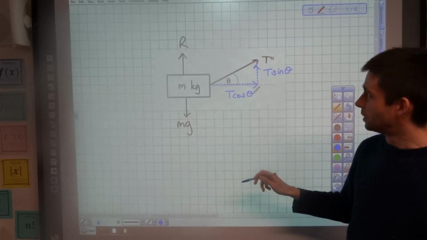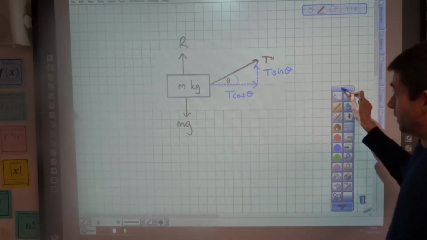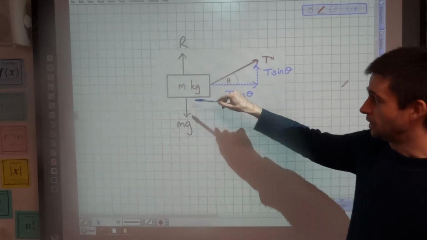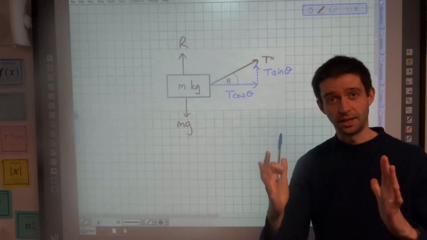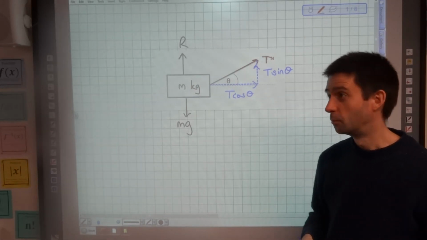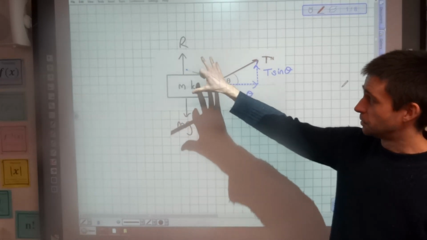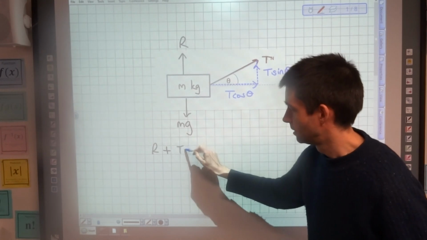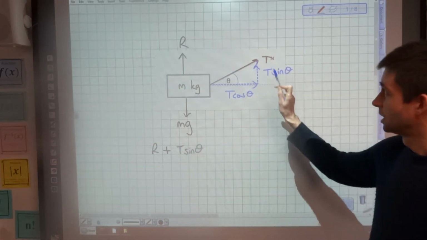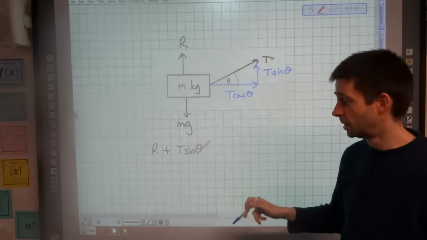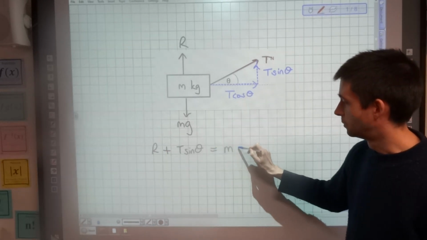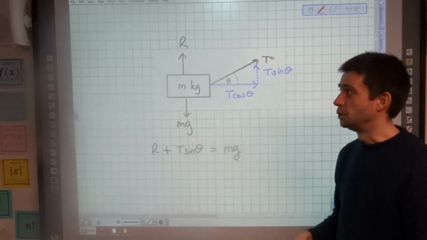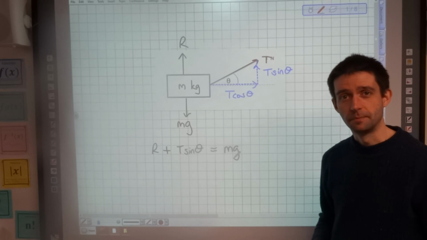But if we were to resolve vertically, what we need to realise is that the total forces up are going to equal the total forces down, because vertically this particle is in equilibrium. So if I was using that to find the value of R in this case, I would say that R plus T sine theta, the two vertical forces going up, must be equal to the one vertical force going down, which is mg. And if I knew those values, I could use that to find unknown forces.